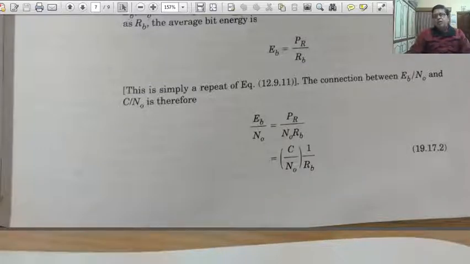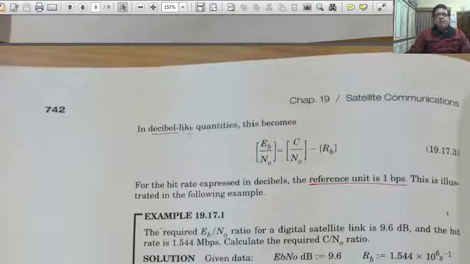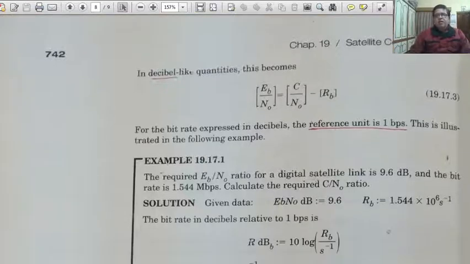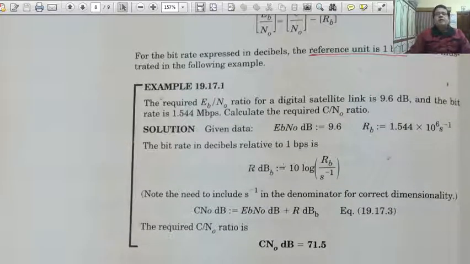The connection between Eb upon N0 and C upon N0 is Eb upon N0 equal to PR upon N0 Rb, equal to C upon N0 times 1 upon Rb. In decibel quantities, this becomes Eb upon N0 equal to C upon N0 minus Rb. For the bit rate expressed in decibels, the reference unit is 1 bps. And this is again shown in this example. This is a small example you can easily understand.